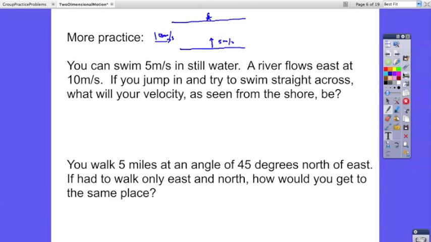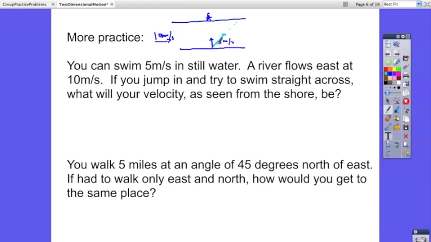Now, do you see that every second you're going to be moving 5 meters this way, but the river is going to carry you 10 meters this way? So instead of going straight across to your friend, you're actually going to have a path that looks like this. You're going to end up down here someplace. So your actual velocity with respect to the shore will be something like that.